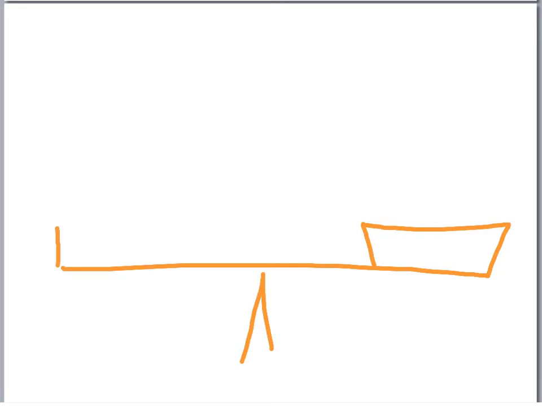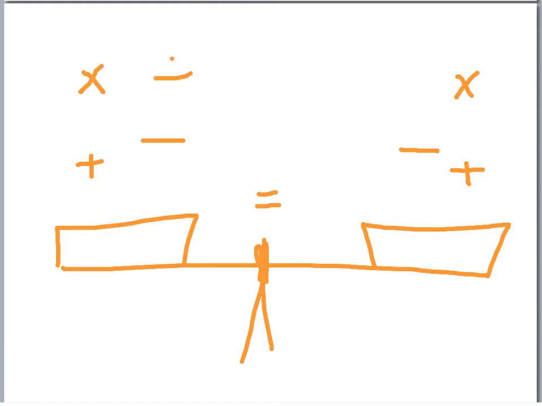Remember the analogy to the balance beam. Each side is equal. So if we add something over here to get rid of something on that side, we've got to do the same thing over here. If we're going to subtract over here, we've got to subtract over here. So today, we're going to do multiplication over here and here, or division here and here.